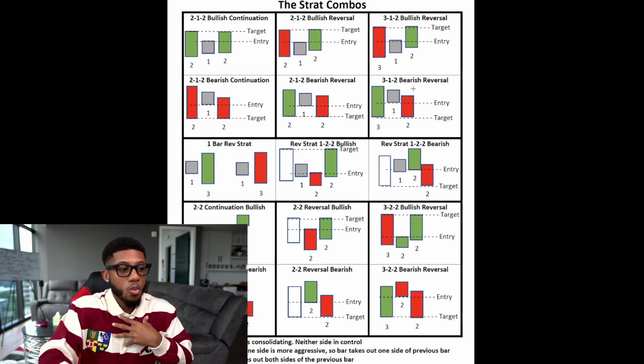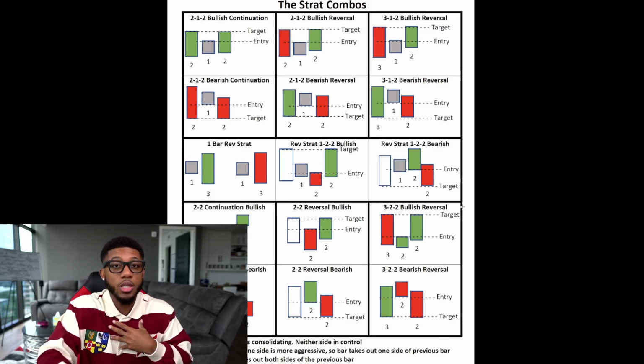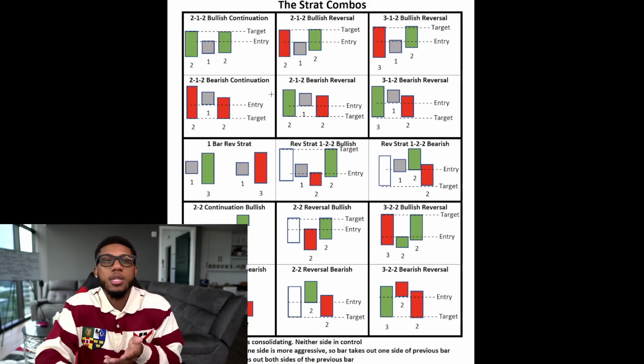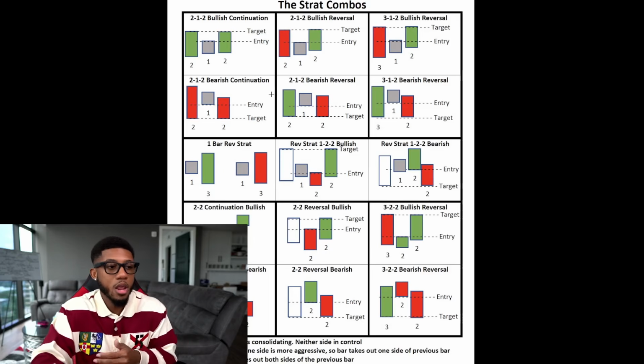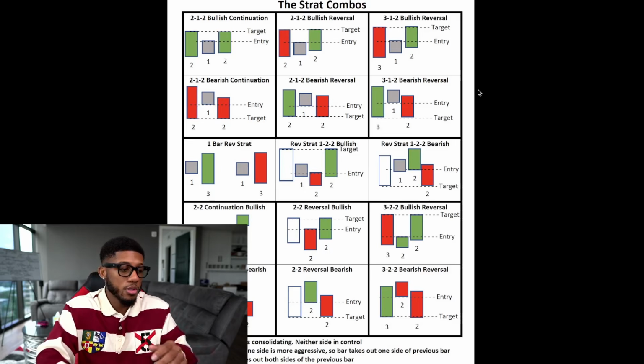Me personally, what I would say is find 2 or 3 of these that you really like and stick with them. So me, I've learned that I only like failed 2s and 3s. So I don't take 1-2-2s, or I don't take 2-1-2s. I don't take those, right? Because that's not a part of my trading plan. I stick with what works best for me personally.